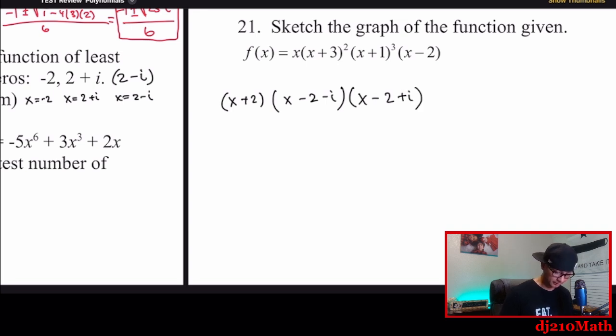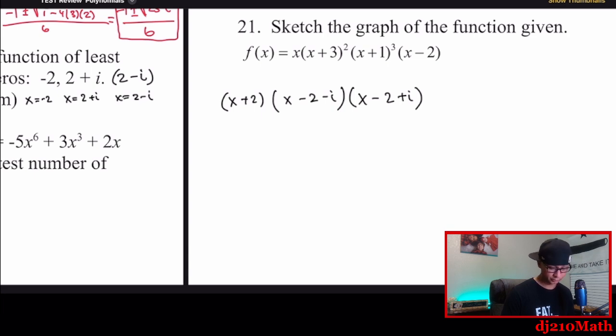All right, think of it like this. Can we think of it like that? Now that I think about it, no, we cannot. Don't think of it like that. We can, however, start by distributing this guy.